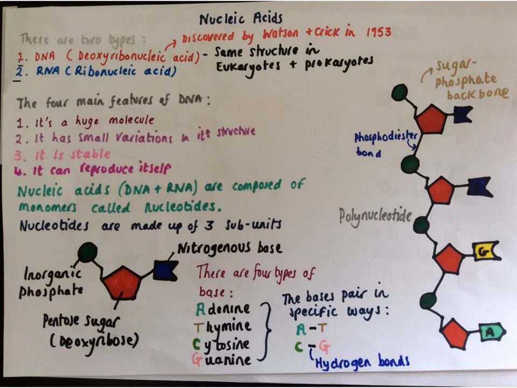DNA was first discovered by two scientists named Watson and Crick in 1953. They were later awarded the Nobel Prize for their discovery in 1962.